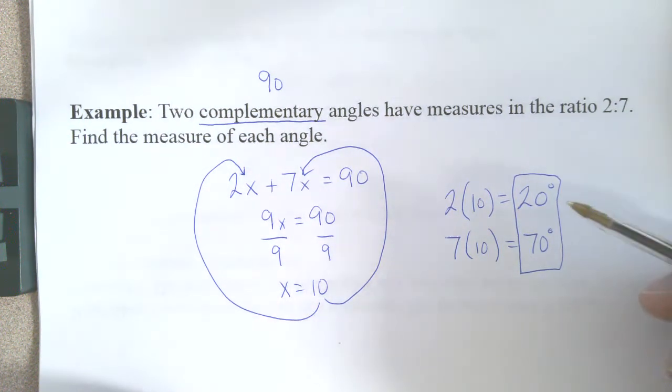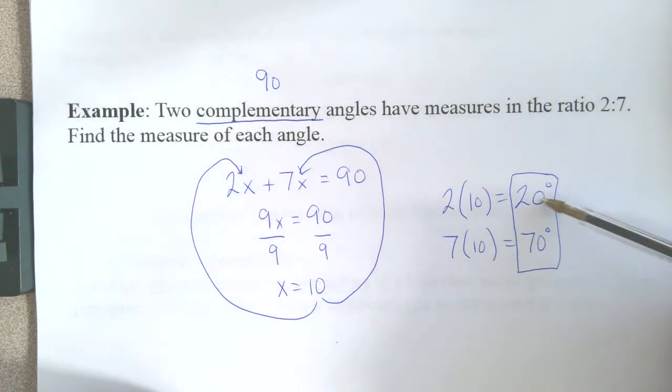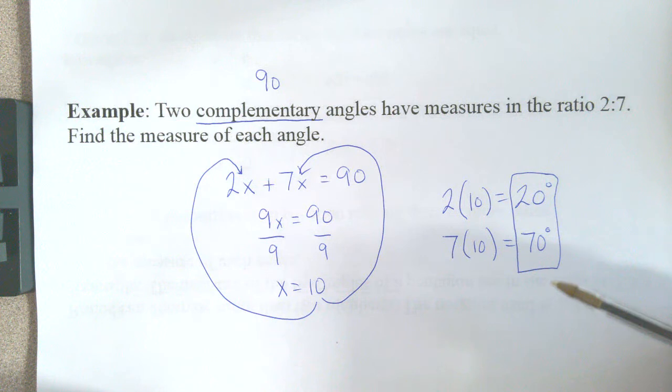And again, the thing I like about these problems is you can always check to see if your answer is right or not, because these two angles should add up to 90. 20 plus 70 equals 90. So we know that we've done that correct.